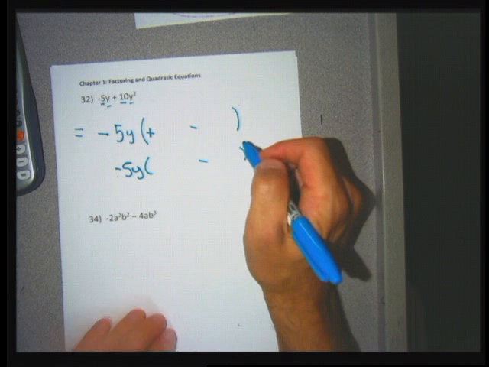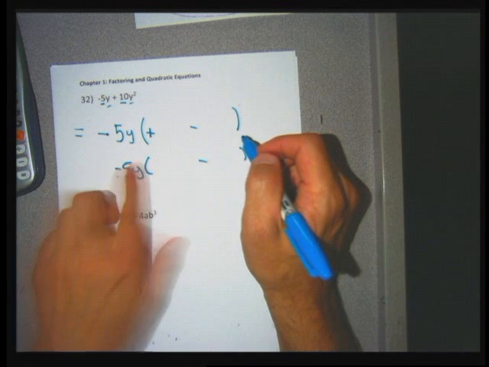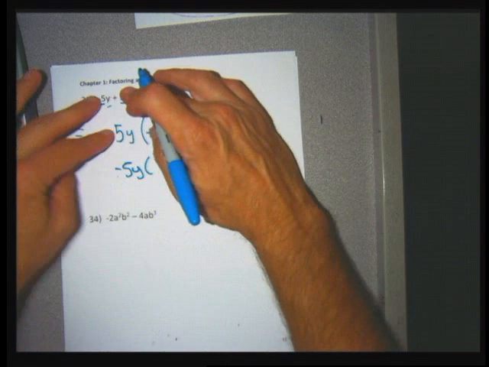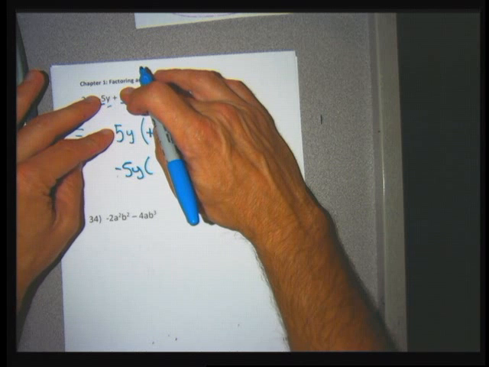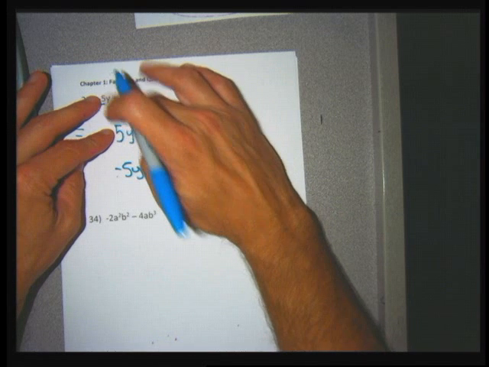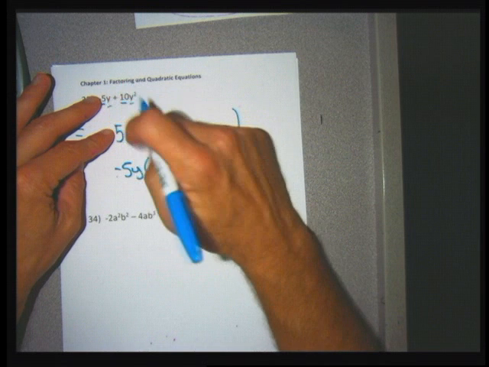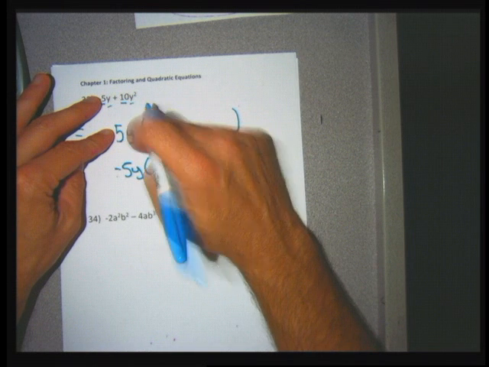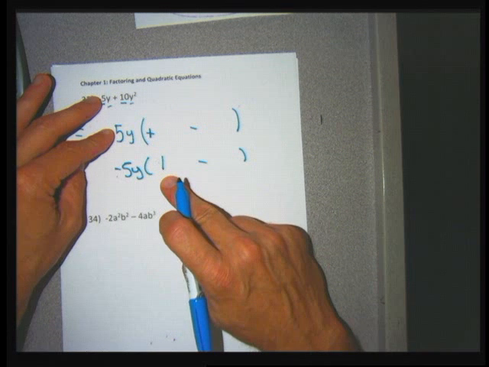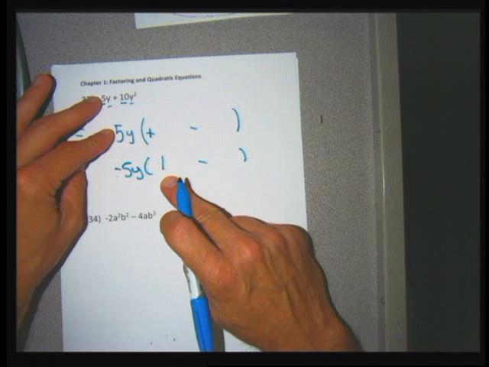Now I'm going to deal with the number part. So for the first piece, I factored out a 5y. So I'd go 5 divided by 5 is 1. And I had a y. I took the y out. I don't need to write a y. So the first thing I'm going to write in my parentheses is just a number 1.